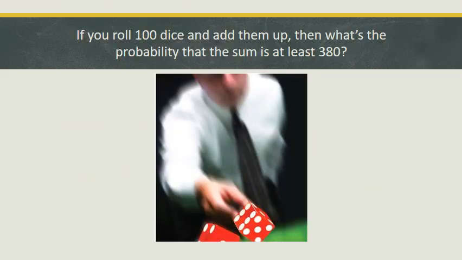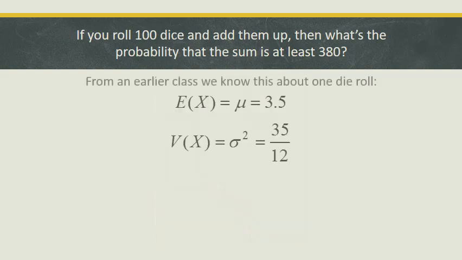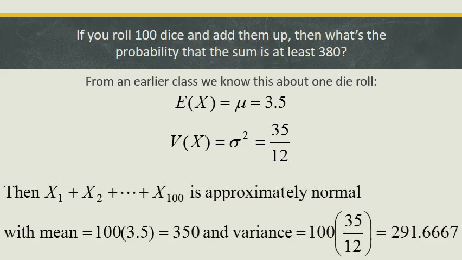All right, let's use this in an example. We're going to roll 100 dice, and we want the probability that the sum is at least 380. Before I go on, we need some facts about one die roll that we learned before. This is the mean and variance of one die roll. If we add up 100 die rolls, then the distribution of their sum is approximately normal with this mean and variance. I used the theorem from the previous slide, so the mean is n times the mean of one die roll, and the variance is n times the variance of one die roll, where n is 100.